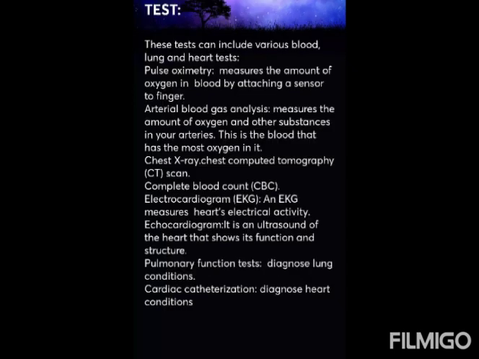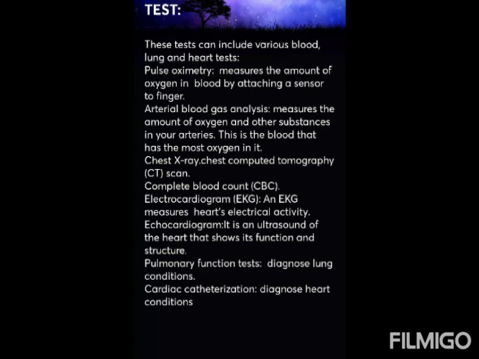Next, moving on to tests. How will you diagnose the cyanosis? First, these tests can include various blood, lung, and heart tests. So we have to diagnose the cause for the cyanosis. First one is pulse oximetry. It measures the amount of the oxygen in blood by attaching a sensor to your finger.